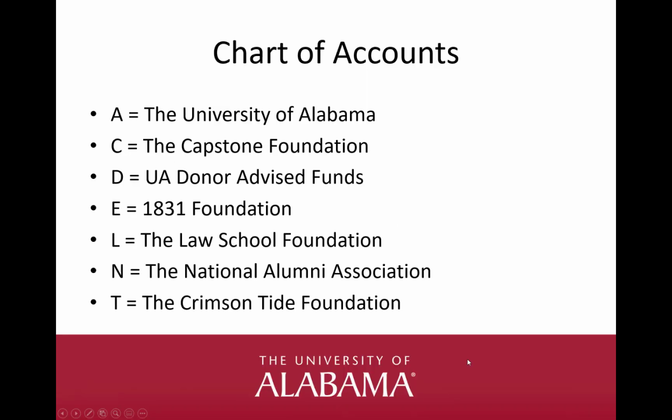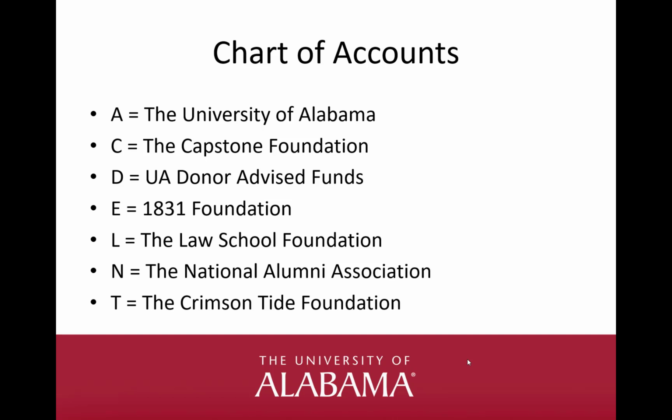Let's begin by discussing the chart of accounts. Each chart of accounts represents a separate legal entity. Centrally, Financial Accounting and Reporting keeps the books for 7 different charts, including UA and 6 separate foundations. The first and most common is Chart A, the University of Alabama.